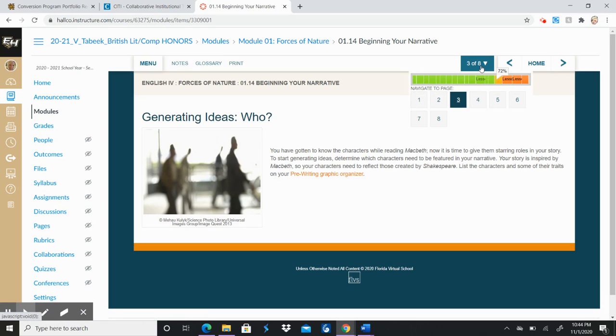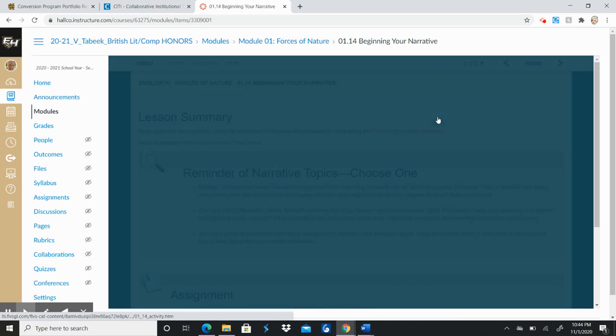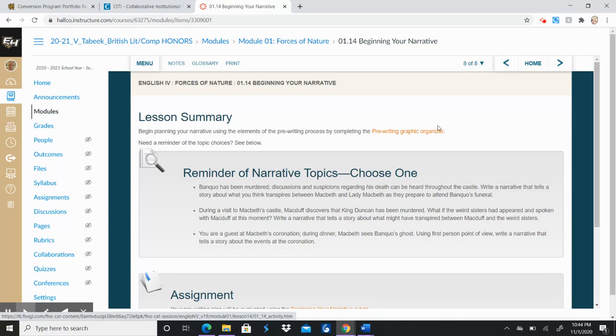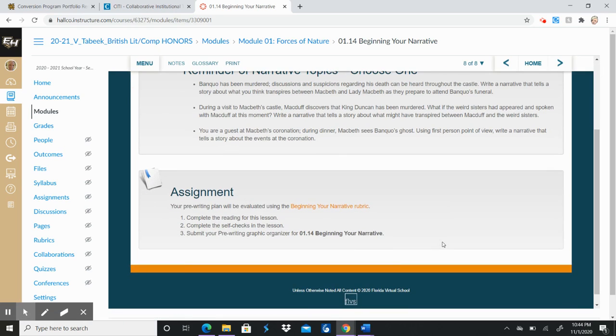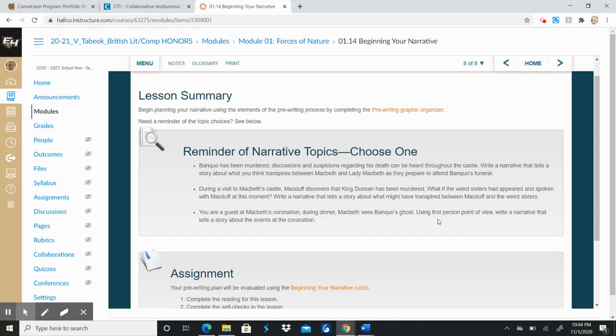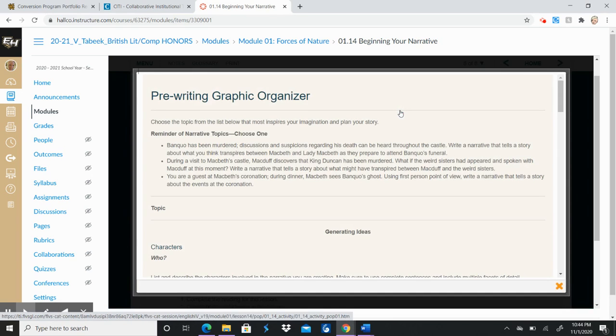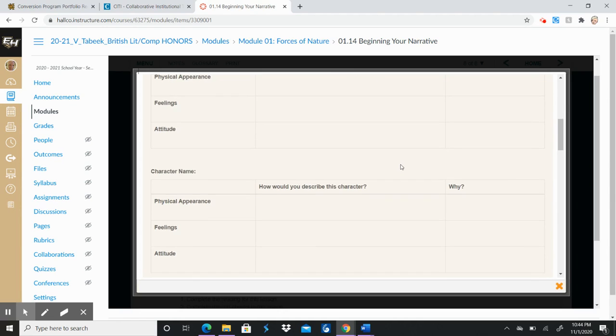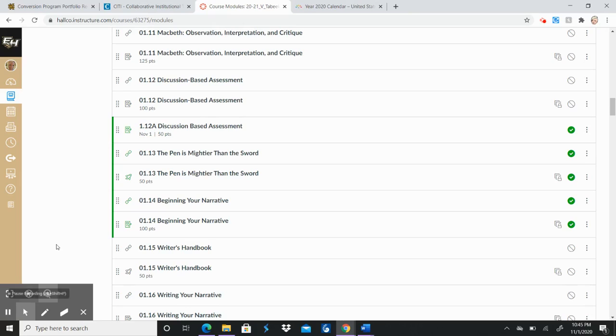And the reason that is important is because the assignment that you turn in for 1.14 is the graphic organizer all filled in. So here it is again. And you turn that in at the end of the week. The due date for both of these, the quiz that is on 1.13, and the graphic organizer that's on 1.14, they're both due by the same day, which would be next Sunday, November 8th.